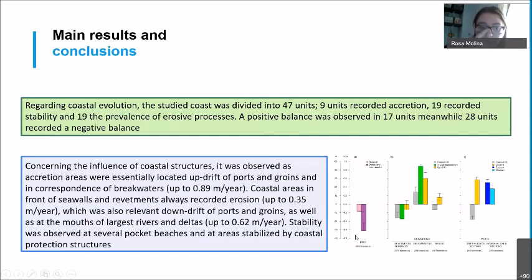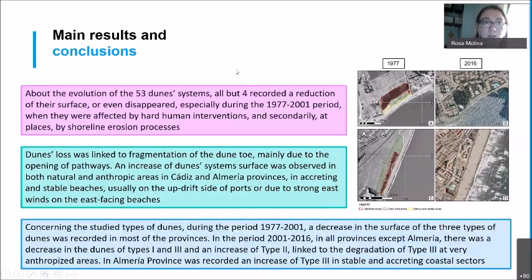Stability was observed at several pocket beaches and at areas stabilized by coastal protection structures. About the evolution of the 53 dune systems, all but 4 recorded a reduction of their surface or even disappeared, especially during the 1977-2001 period, when they were affected by hard human intervention and, secondarily in places, by shoreline erosion processes. Dune loss was linked to the fragmentation of the dune toe, mainly due to the opening of pathways.